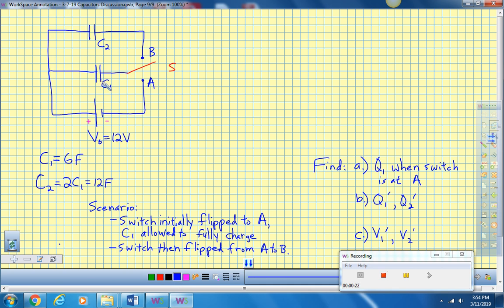And then after a long time has passed, we're going to take that switch and flip it from A to B, which essentially removes this part of the circuit and just makes it so these two capacitors are connected to each other. And so C1 is going to discharge some as it charges up C2. And I'd like to know, after that point in time, what is Q1 final, so the prime is just after the switch has been flipped to B, Q2 final, and V1 final, and V2 final.